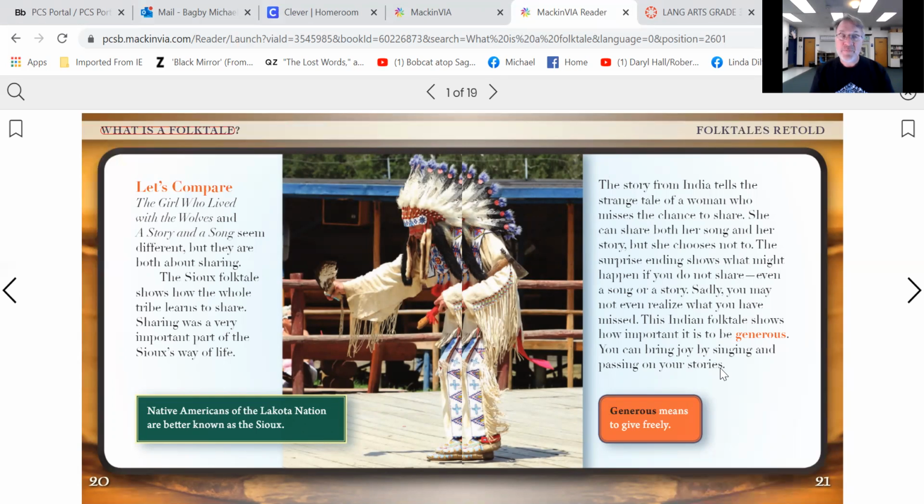It's kind of like this. If a nice thought pops into your head to do something for somebody, do it. Don't wait. Don't be embarrassed. Do it. If a song pops in your heart and in your mind, sing it out loud. If a little story pops in your head, write it down. Because these are gifts that your brain and your mind and the world create inside of you. And it's good to share those gifts with other people. Native Americans of the Lakota Nation are better known as the Sioux, and generous means to give freely.